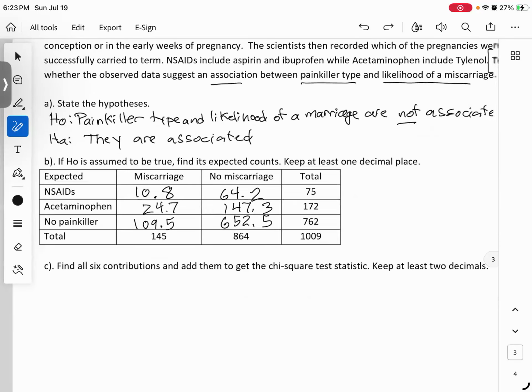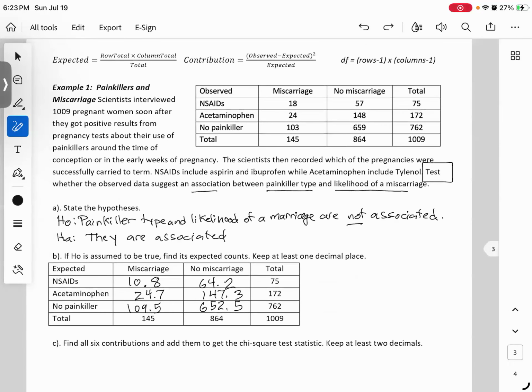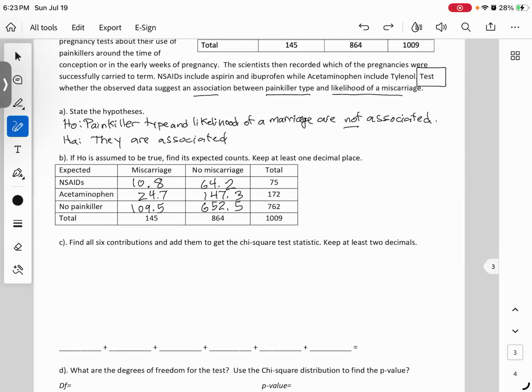Now, what you do with these: the hope is these contradict. For example, the 18 does seem to contradict with the expected value. Another one here, like the 659 and the 652, seem to contradict somewhat with each other. So you're hoping that you do get some contradictions so that you can argue that there is an association, that there's a discrepancy between the null and what was actually observed.